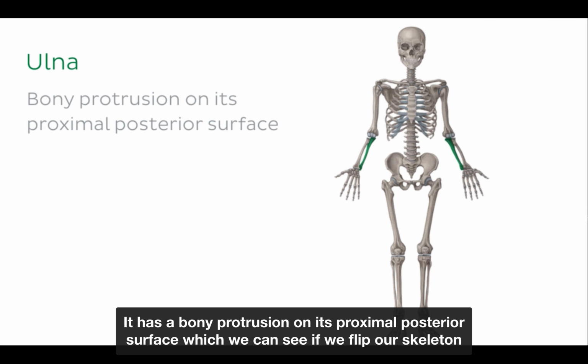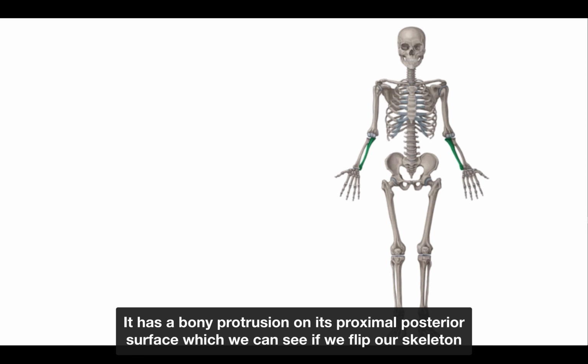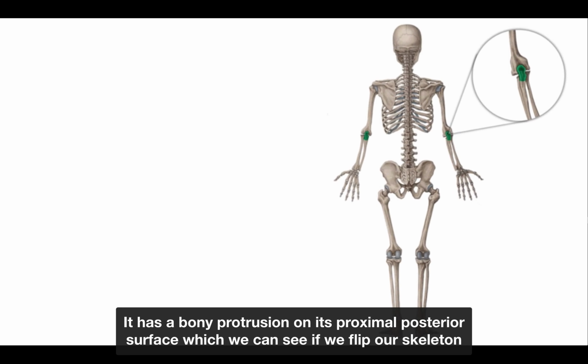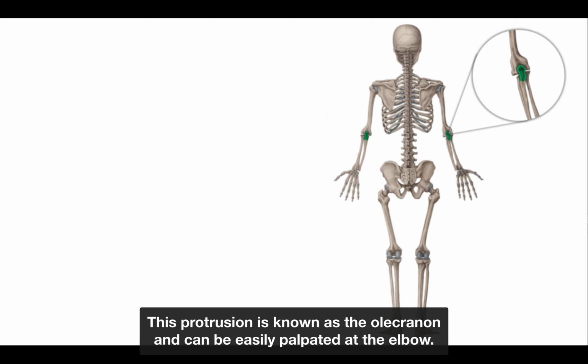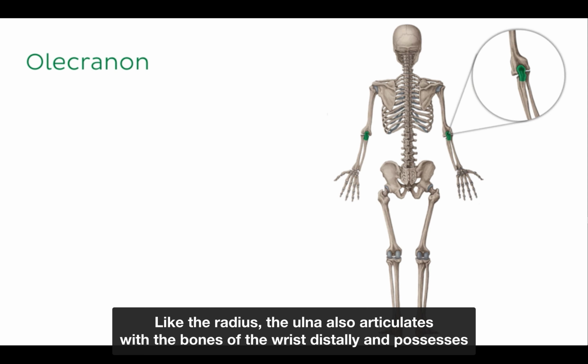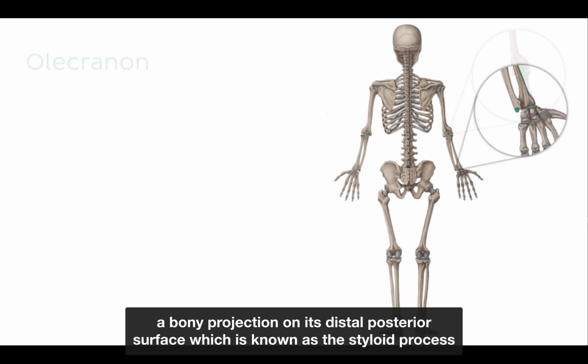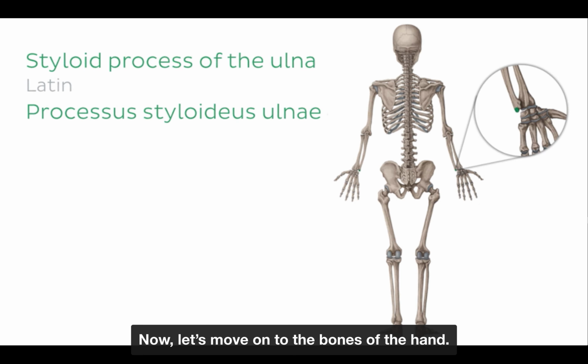It has a bony protrusion on its proximal posterior surface, which we can see if we flip our skeleton over. This protrusion is known as the olecranon and can be easily palpated at the elbow. Like the radius, the ulna also articulates with the bones of the wrist distally, and possesses a bony projection on its distal posterior surface, which is known as the styloid process of the ulna.